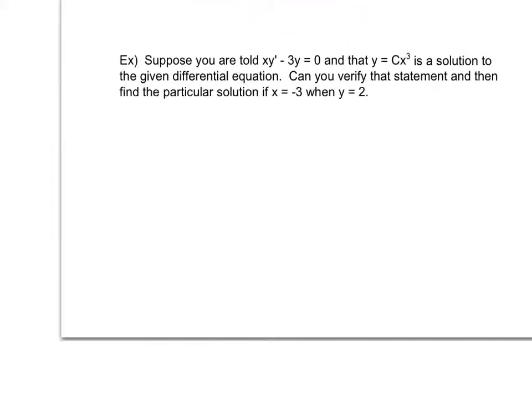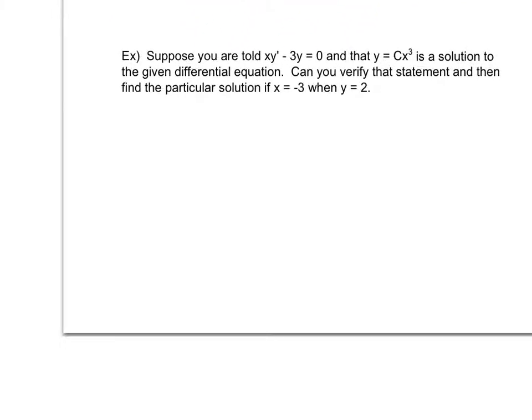Down here is my second example. Suppose you were told that x times y prime minus 3y equals 0, and that y equals c x cubed is a solution to my given differential equation. Can you verify that statement and then find the particular solution if x equals negative 3 and y equals 2?